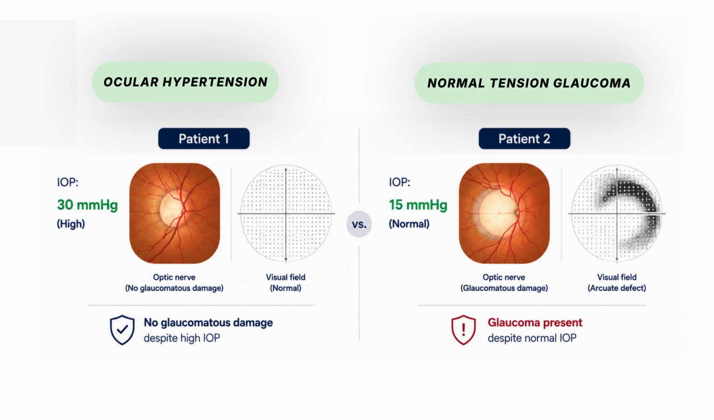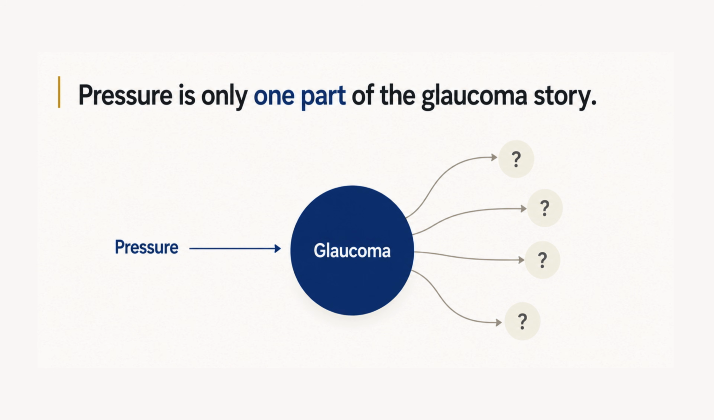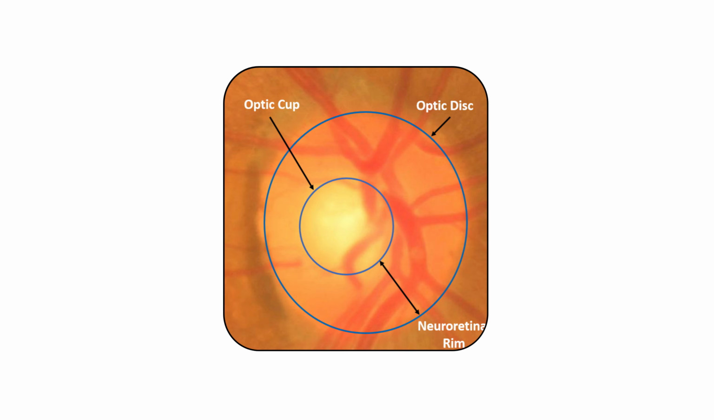And this is where glaucoma is commonly misunderstood, especially when we first begin learning it. We naturally associate glaucoma with raised eye pressure, and that association is understandable because intraocular pressure is important. It is one of the most important things we measure in glaucoma, and it is the major risk factor that we can probably modify. But pressure is only one part of the glaucoma story. To understand glaucoma properly, we need to understand what is happening to the optic nerve.